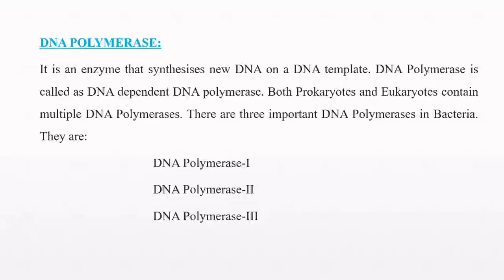Let's see the DNA polymerase. DNA polymerase is an enzyme that synthesizes new DNA on a DNA template. Hence, it is also called DNA-dependent DNA polymerase. It requires a DNA template for the synthesis of new DNA. Both prokaryotes and eukaryotes have different DNA polymerases. In prokaryotes, there are three important DNA polymerases: DNA polymerase 1, DNA polymerase 2, and DNA polymerase 3.